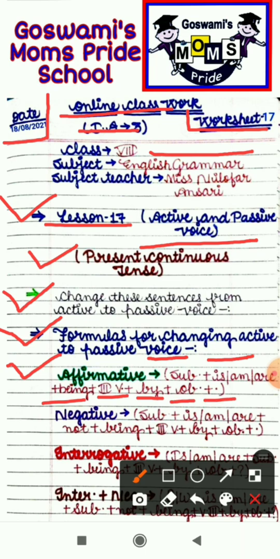The next formula is of negative sentences. First of all the new subject, is, am, are according to the new subject, then not, of course, because we are talking about negative sentences. Then after not, being, then third form of verb, then by, then object and in the last full stop.